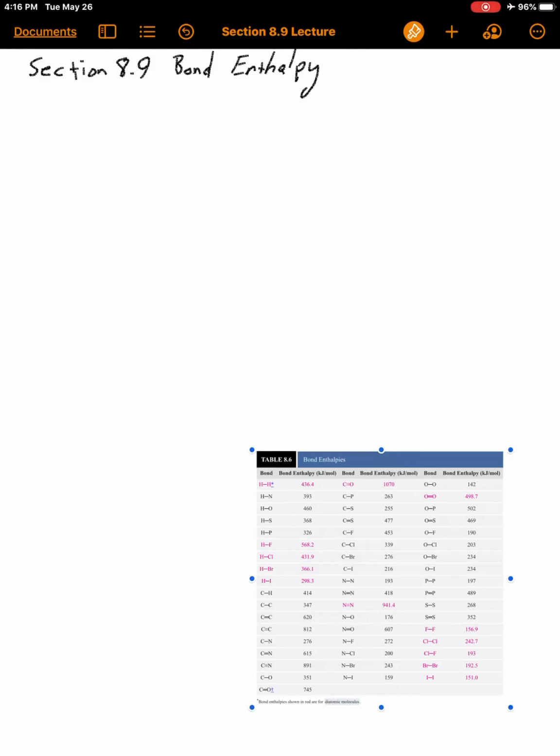This is section 8.9, bond enthalpy. Okay, now what we're going to do is connect our discussion of energetics, which we did back in chapter 5, to Lewis structures. It turns out that if you consider what's really happening in a chemical reaction, let me show you what I mean by that.